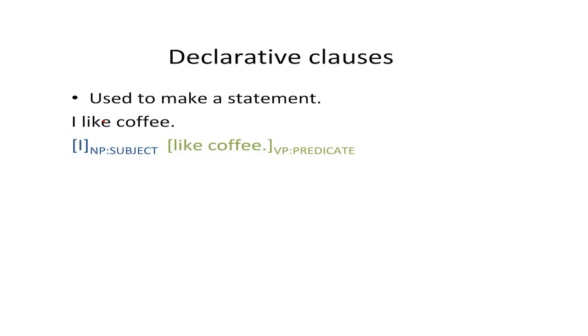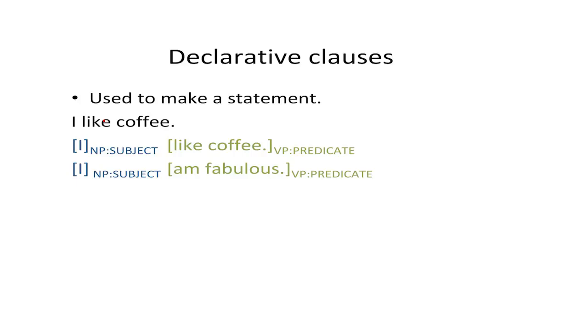In this case, the verb phrase has the transitive verb like and it has the noun coffee as the object. I could make other kinds of statements about myself, still with I as the subject, but with different types of verb phrases as the predicate. So I could say, "I am fabulous," in which case the predicate has the copular verb am as the main verb and an adjective fabulous as the complement.